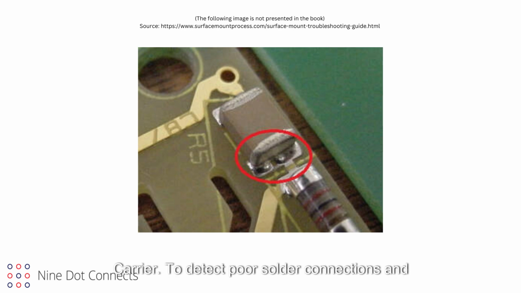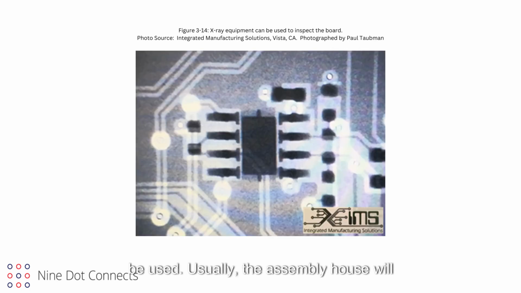To detect poor solder connections and solder voids under these parts, X-ray can be used. Usually, the assembly house will not X-ray every device on every PCB, rather they will spot check multiple boards. If they find problems, they will increase the inspection criteria, and review the assembly process.